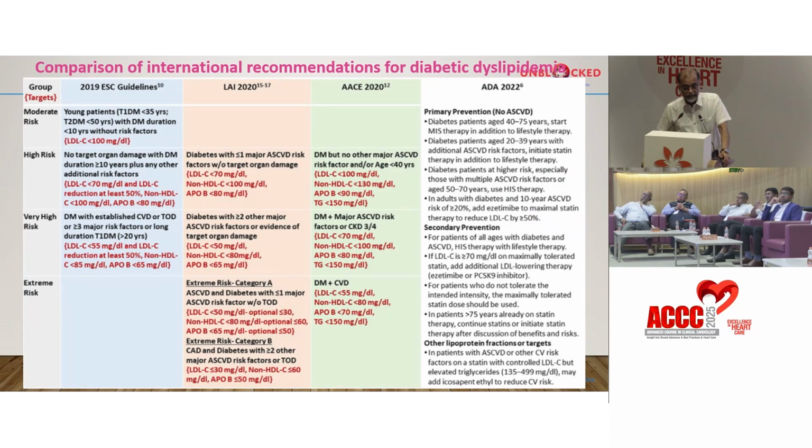When you compare the international recommendations versus that of the Lipid Association of India, you have the LAI guidelines on high, very high, and extreme risk. Where you have diabetes with ASCVD risk factors, your LDL cholesterol has to be less than 70. With more than 2 ASCVD risk factors, LDL cholesterol less than 50. In category A and category B, with or without target organ damage, you look at levels of less than 30 and maintain it at the lowest level possible.